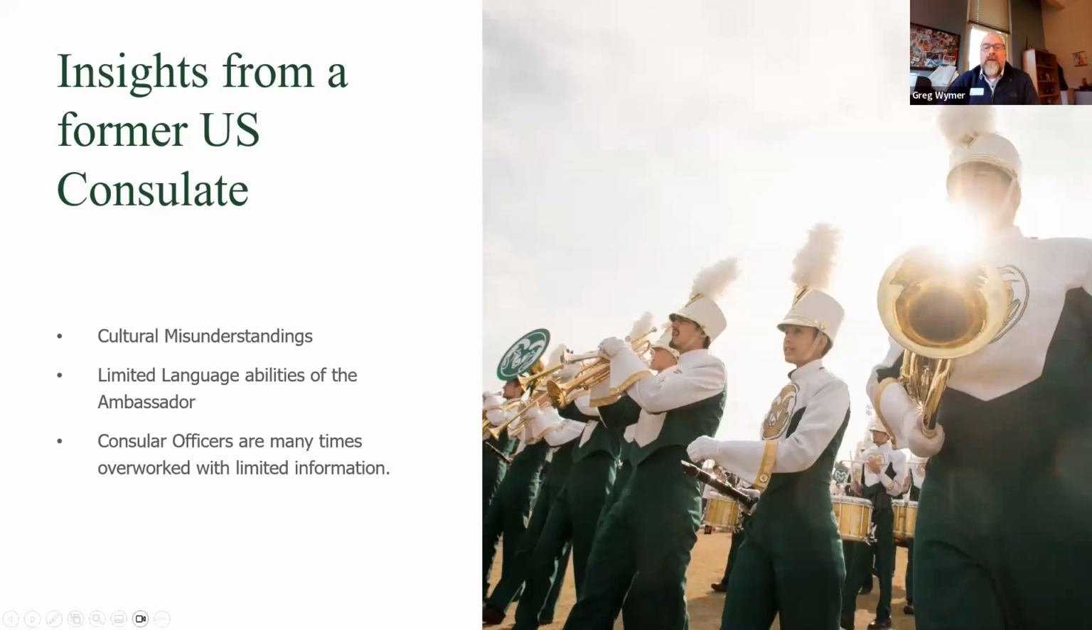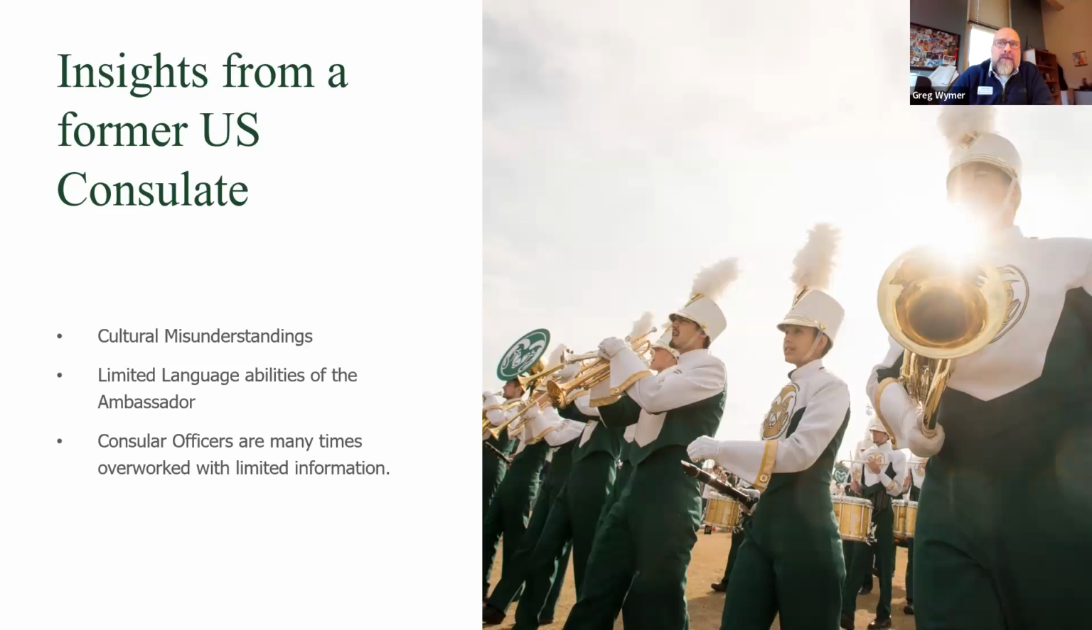Sometimes there's limited language abilities of the ambassador or the consulate officer. Consular officers go through intensive language training, but that may not be enough for them to fully understand all aspects of the local language. So just be aware that you're going to be presenting yourself and speaking mostly in English, but there could be, especially for those intensive English language learners or ESL students that are coming over, times when they may have to switch to the local language, okay?